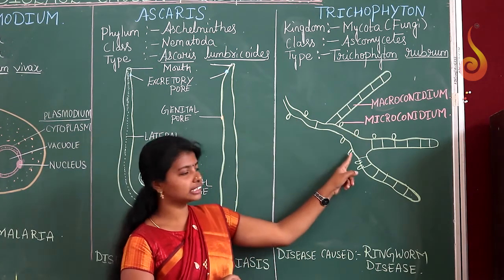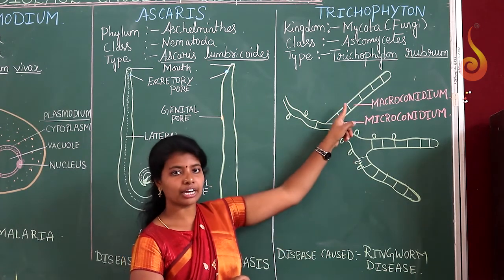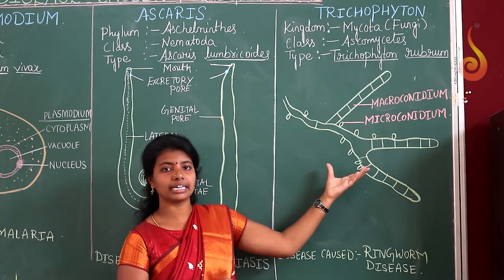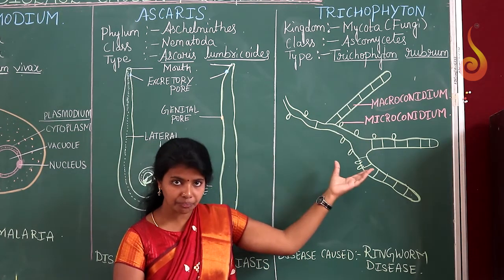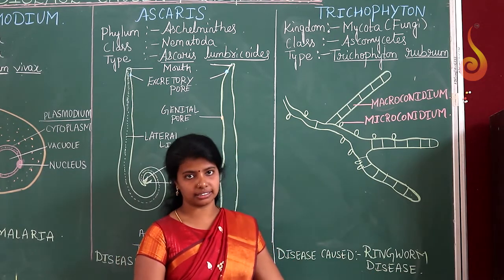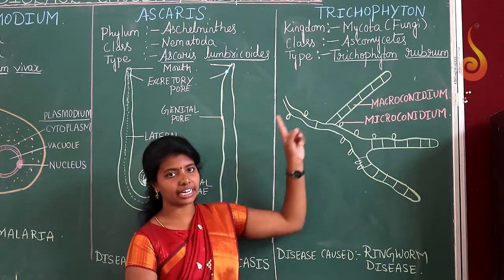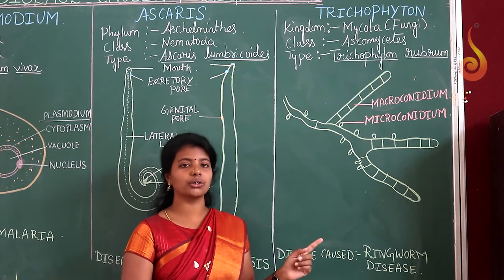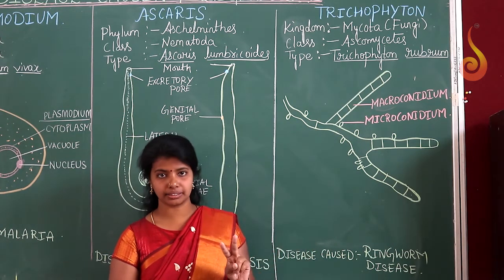If you notice this hyphae with macroconidia and microconidia, you are going to report it as Trichophyton rubrum, and the disease caused by it is ringworm disease. So identification carries 1 mark, the disease caused by it carries 1 mark. So altogether you will be scoring 2 marks.